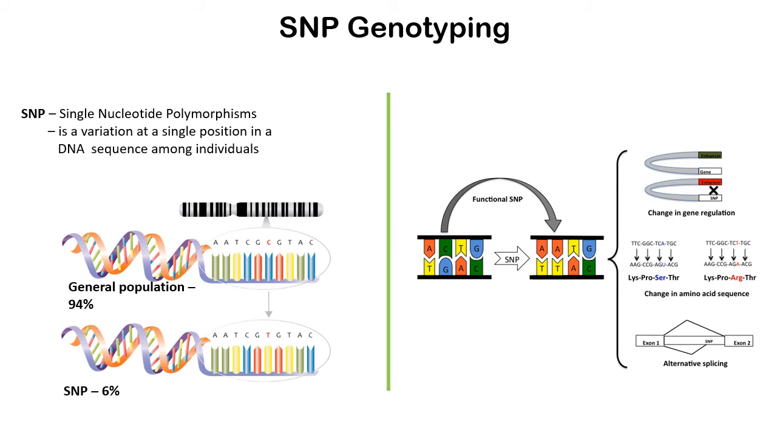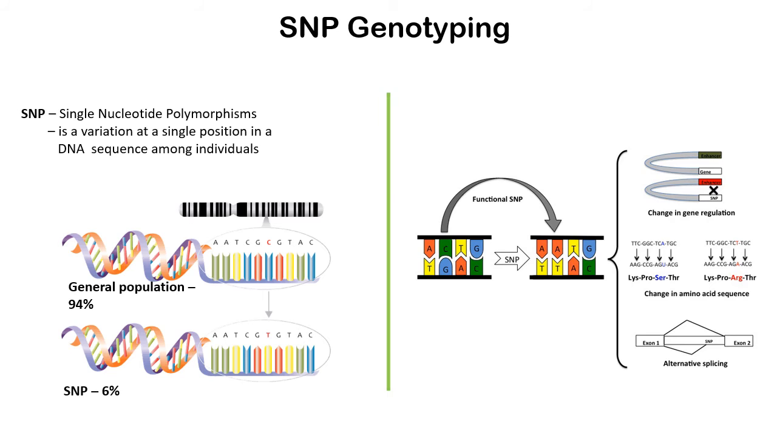So another technique used by genetic researchers is genotyping. A single nucleotide polymorphism, or a SNP, is a variation at a single position in a DNA sequence amongst individuals. If more than 1% of the population does not carry the same nucleotide at a specific location in the DNA sequence, this variation is then classified as a SNP.